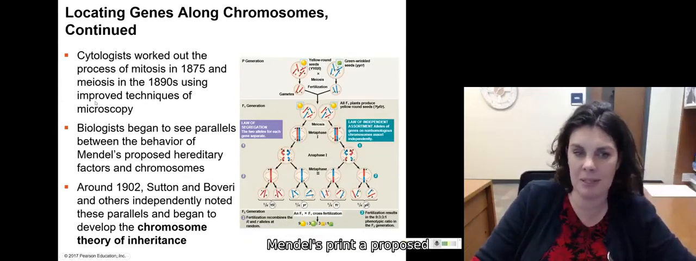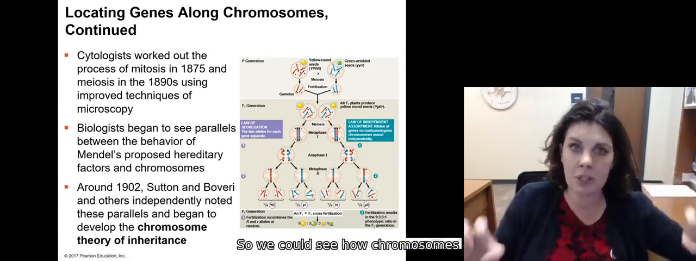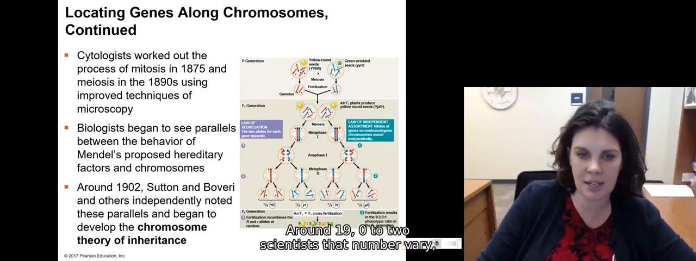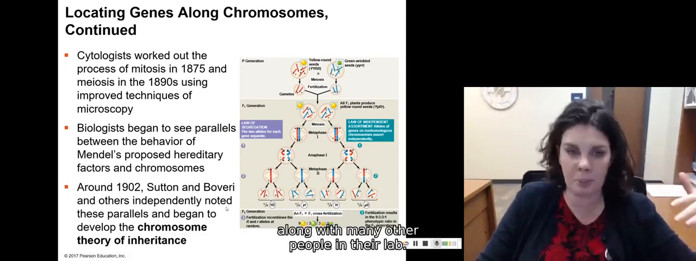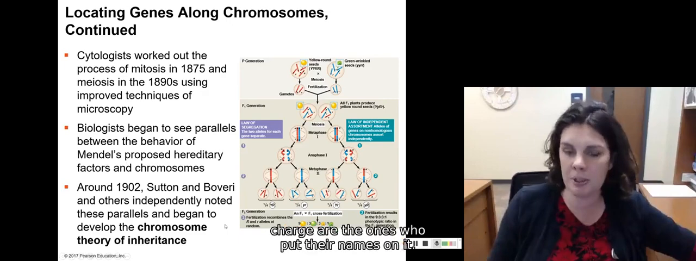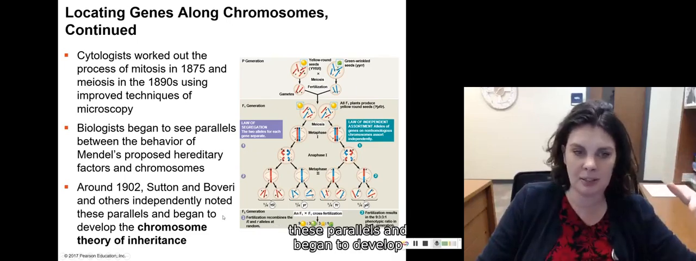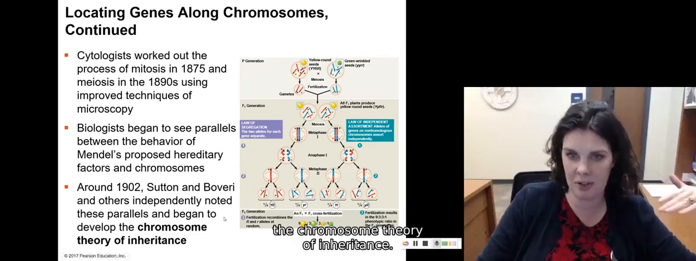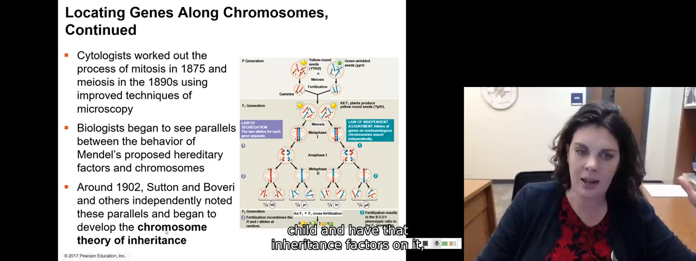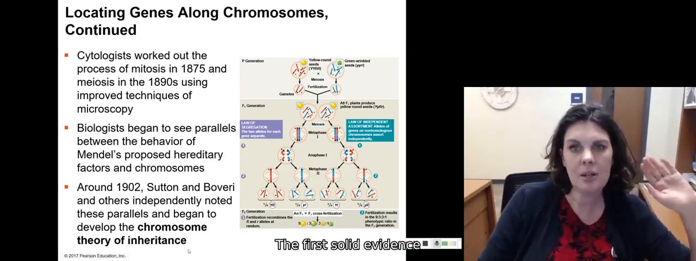Biologists began to see parallels between the behavior of Mendel's proposed hereditary factors and chromosomes, so we could see how chromosomes are being sorted out into different cells. Around 1902, two scientists, Sutton and Boveri, along with many other people in their lab, all lab work is done by a lot of people working together, but usually just the two people in charge are the ones who put their names on it. So Sutton and Boveri independently noted these parallels and began to develop the chromosome theory of inheritance. So how chromosomes could be passed down from parent to child and have those inheritance factors on them, how they could have the genes on them.